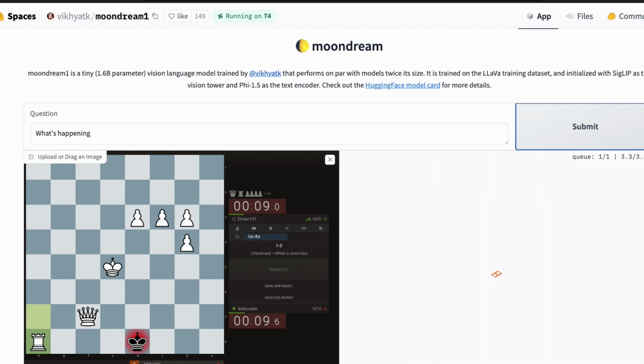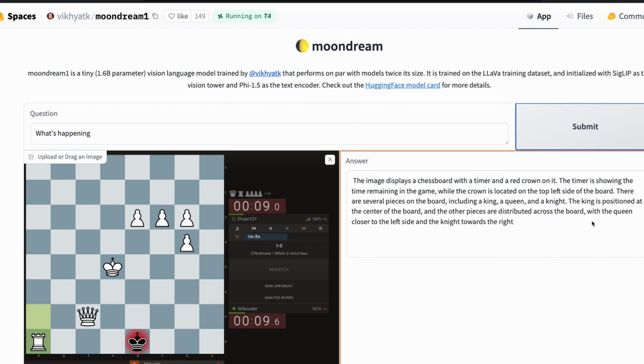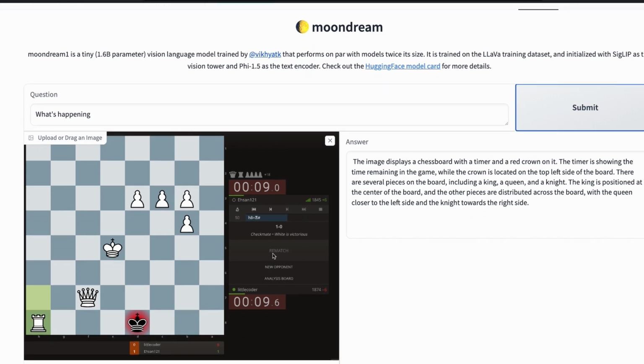So the timer is showing the time remaining in the game while the crown is located on the top left side of the board. There are several pieces on the board, including a king, queen, and a knight. First of all, there is no knight. And then it goes on to say that the king is in the center. But ultimately, when I followed up with, who is winning? It gave me the right answer of white.